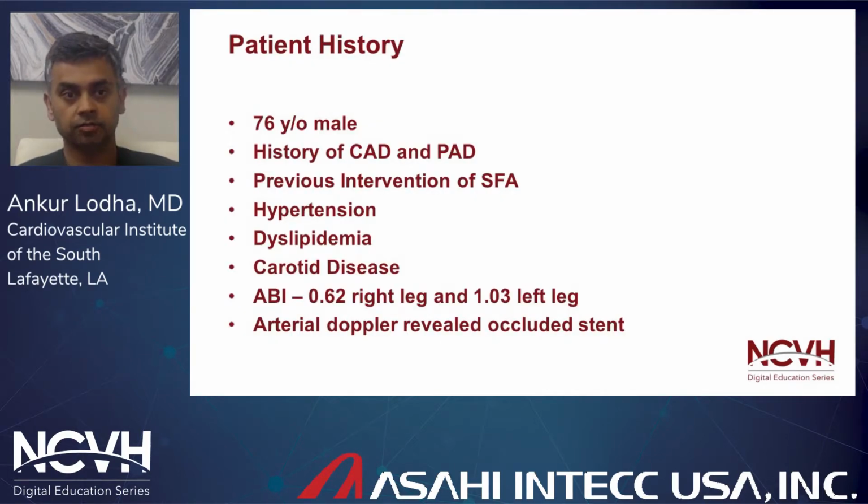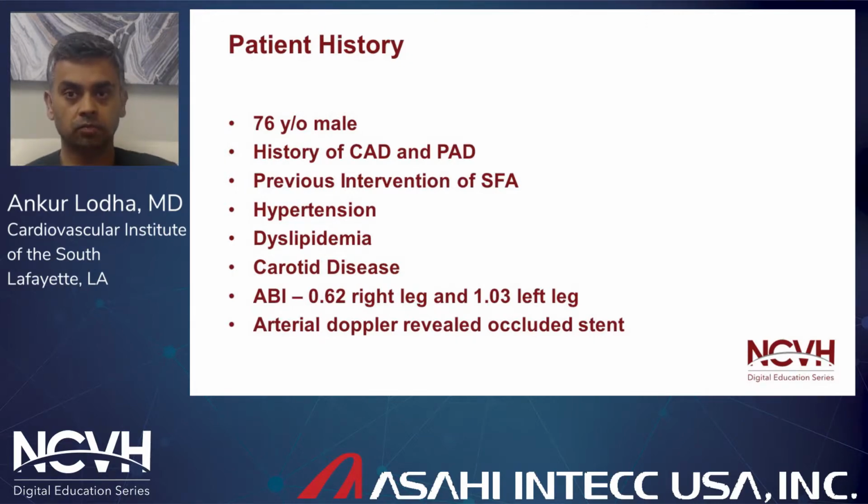He has a history of coronary artery disease with previous interventions, has peripheral arterial disease with previous interventions in his right SFA, hypertension, dyslipidemia, and carotid disease. He presented because for some time he's been having severe lifestyle limiting claudication consistent with Rutherford 3 claudication, more prevalent on the right leg compared to the left leg. He presented to this clinic for workup for his right leg claudication.